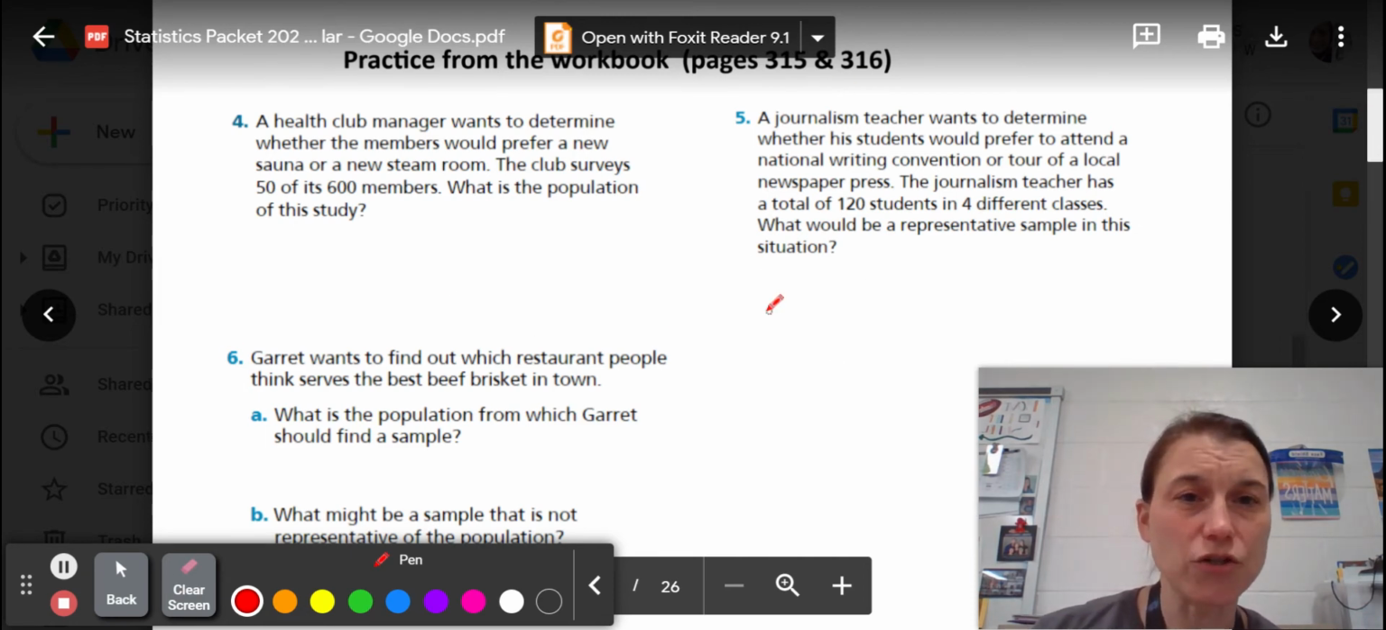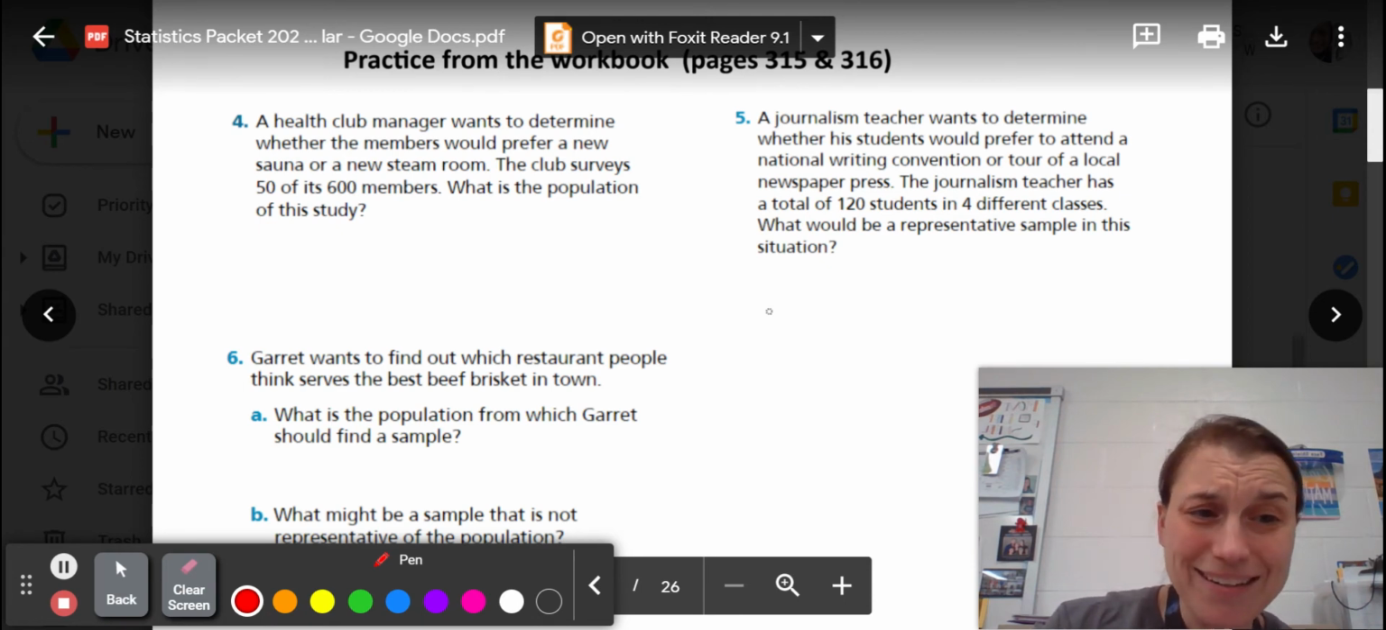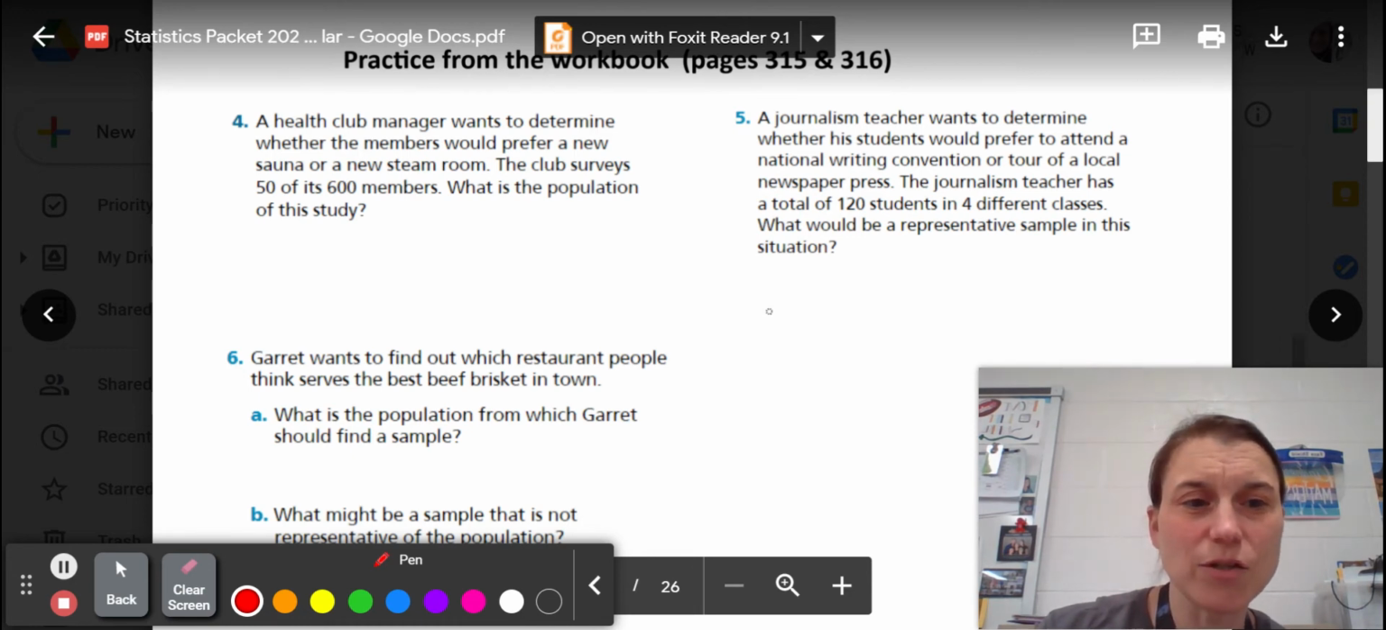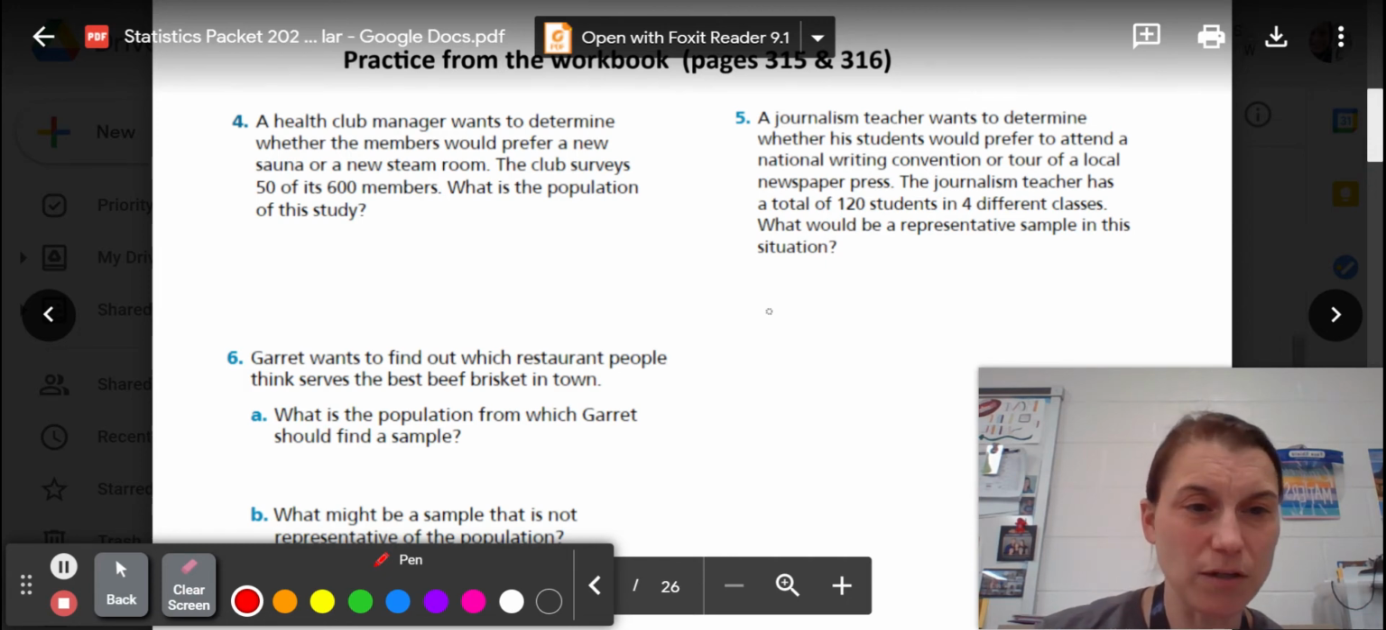It says a journalism teacher wants to determine whether his students would prefer to attend a national writing convention or a tour of their local newspaper press. The journalism teacher has a total of 120 students in 4 classes. What would be a representative sample in this situation? This is a really open-ended answer. I could give you an answer, but you could have an answer that would be just as good. So I'm just going to give you an idea of what an answer would include. What would be a representative sample?